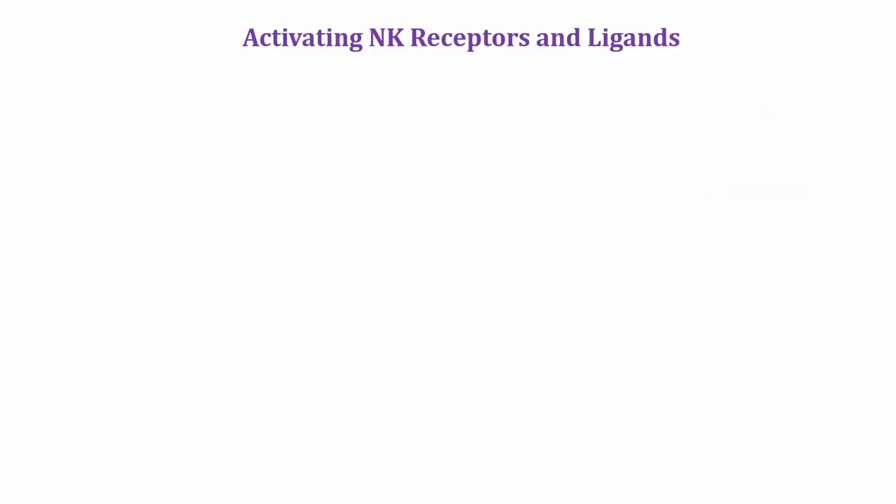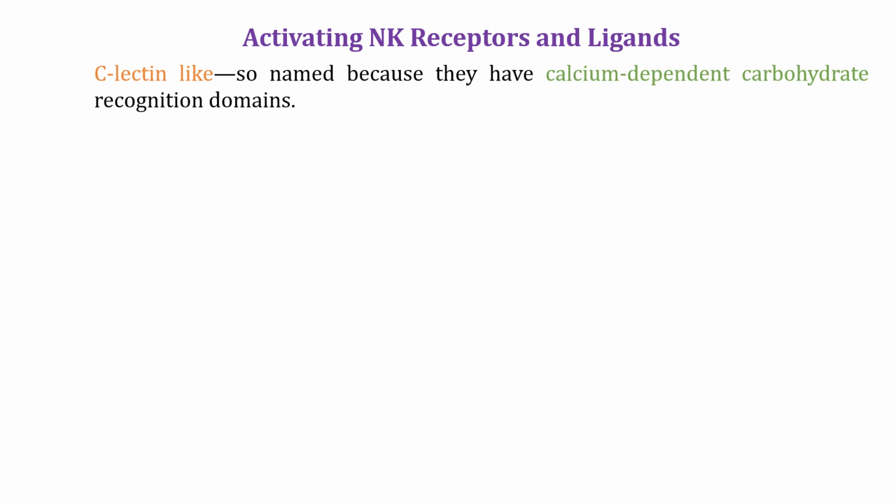Now let's discuss the activating NK cell receptors and ligands. As we discussed the inhibitory receptors, it's time to discuss the activating ones. Most activating receptors expressed by murine and human NK cells are structurally similar, and many are C-type lectin-like, so named because they have calcium-dependent carbohydrate recognition domains.